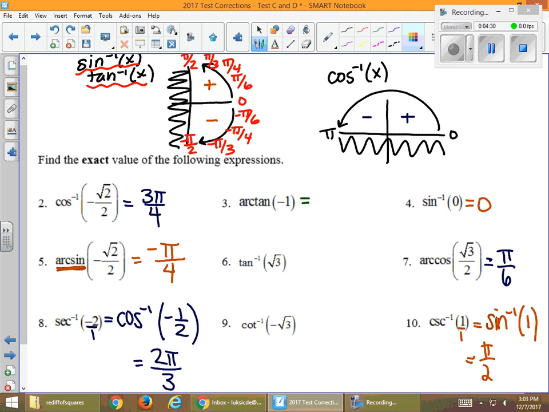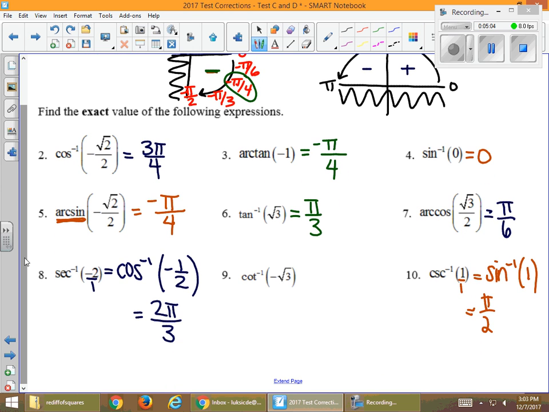Tangent is 1 at my fourths. And negative 1, again, I'm referring to the same picture here. We're looking in the first quadrant for positives and the fourth quadrant for negatives. So the fourth that I have in the fourth quadrant is negative pi over 4. Tangent is radical 3 at pi over 3. Again, I'm not looking for the other place that tangent would be positive when I'm working with arctangent. I'm only looking in quadrants 1 and 4.